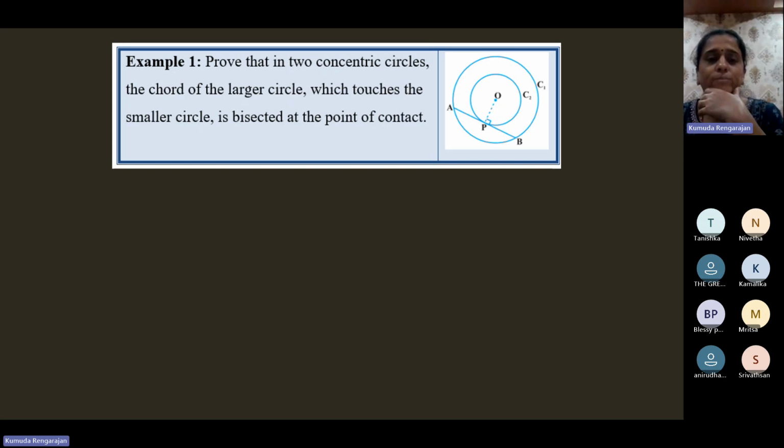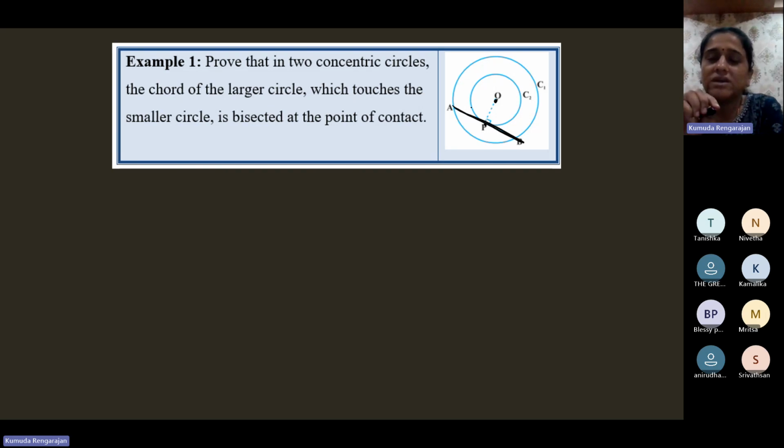Prove that in two concentric circles, that have the same center but different radii, the chord of the larger circle, the outer circle, which touches the smaller circle, so AB is a chord to the outer circle, which touches the inner circle at P.